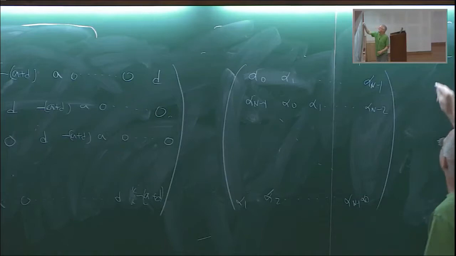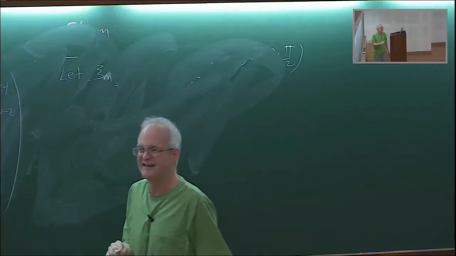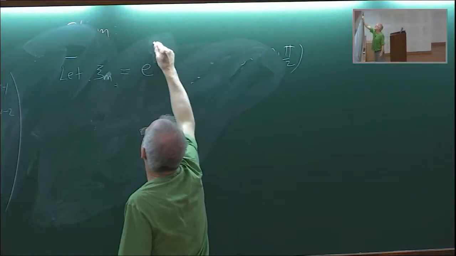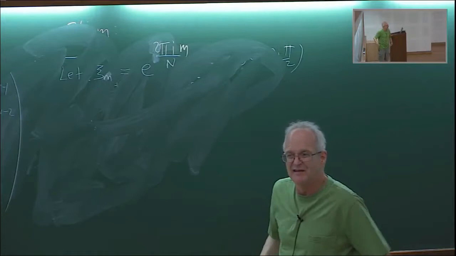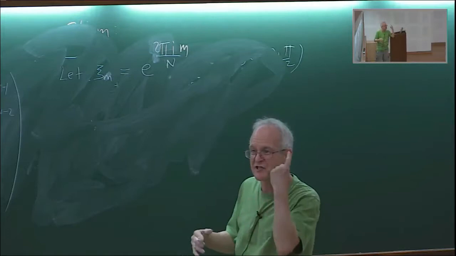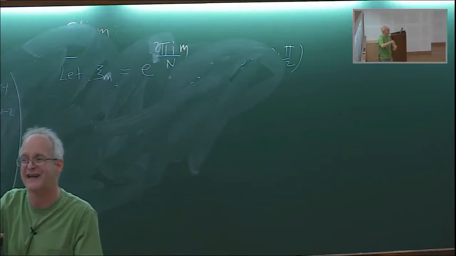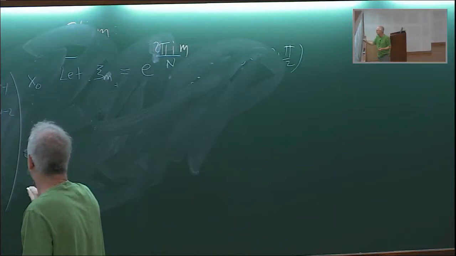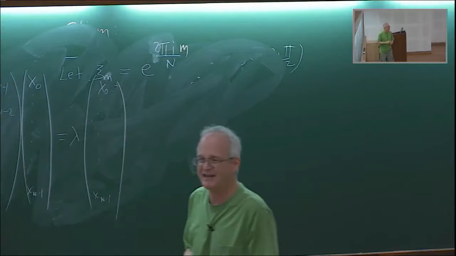Let c sub m equal e to the 2 pi i m over n, okay? That is an nth root of unity. This to the n power gives us 1, right? And since I've labeled things here, rather than going from 1 to n, I'm going to go from 0 to n minus 1. So I want to solve A times x sub 0 through x sub n minus 1 equals lambda times x sub 0 through x sub n minus 1. Okay? I just relabeled the indices.